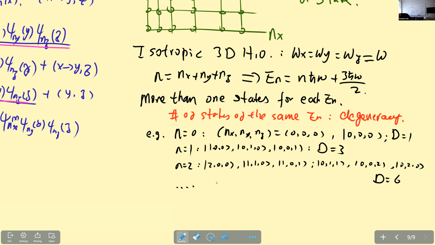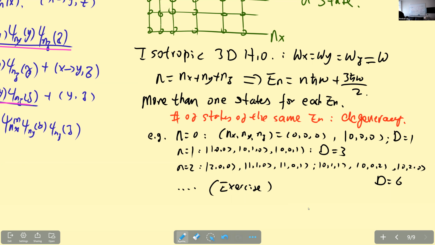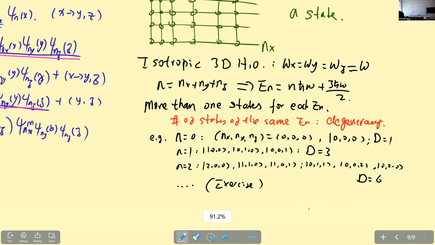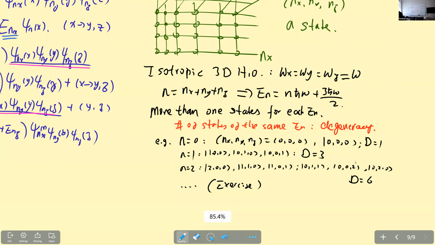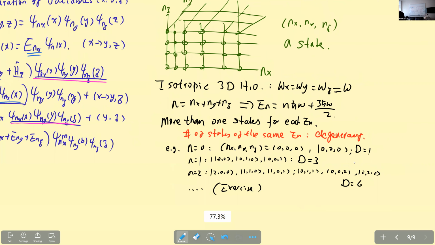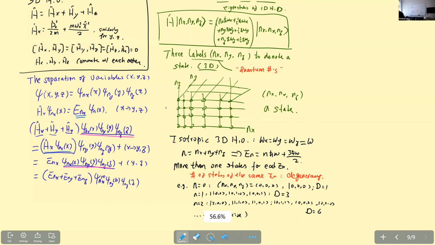All right. So I leave this one as an exercise for you to count. What is the number of states that have the same energy for this 3D isotropic harmonic oscillator? Or what's the degeneracy? All right. So this is the solution of this 3D harmonic oscillator.